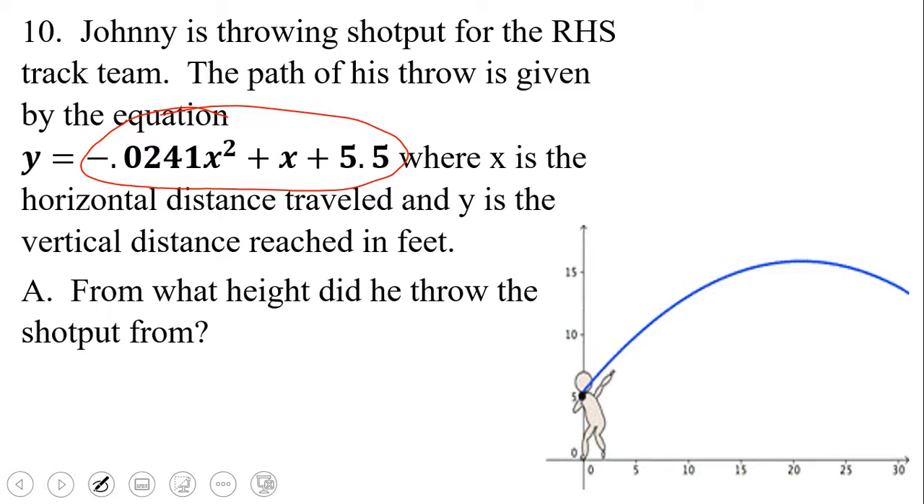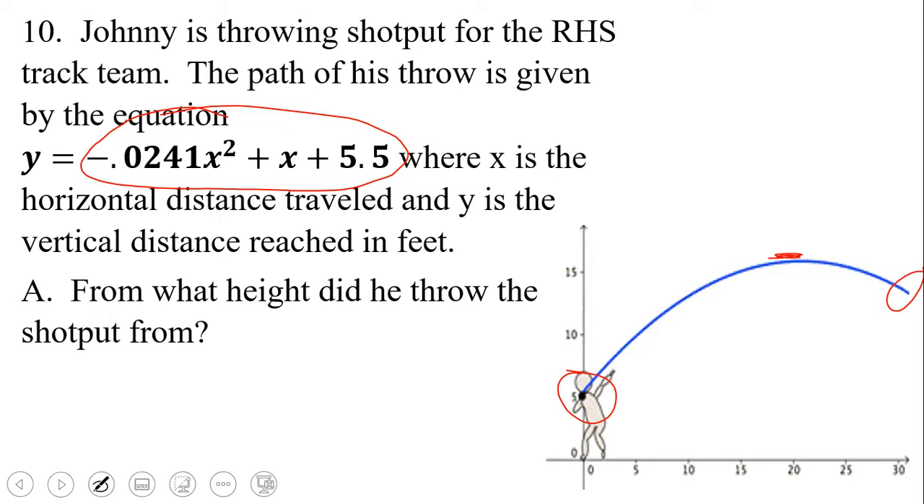But basically, Johnny is throwing a shot put. The path of his throw is given by the following. X is the horizontal distance traveled by the shot put, and Y is the vertical distance, and both of them are in feet. So here's a little picture. You can see where Johnny is starting to throw from. What you can't see for sure is exactly how high it gets. And then you're going to want to eventually find out how far he can throw it.